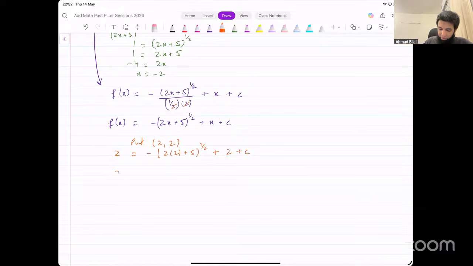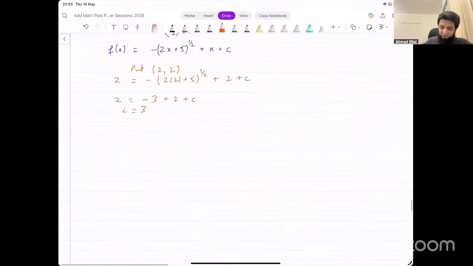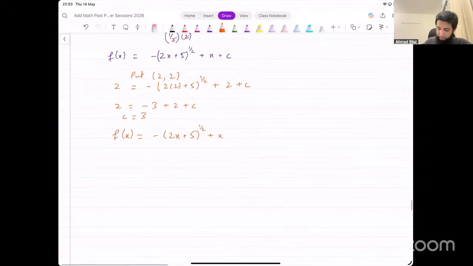Achha, what do we get now? 2 equals minus 9 raised to power 1 over 2, that becomes minus 3 plus 2 plus c, and the value of c turns out to be 3 from this. And now we've got that function as well. We've got that final function. F of x equals minus into 2x plus 5 whole raised to power 1 over 2 plus x plus 3. That's the equation of that original curve.